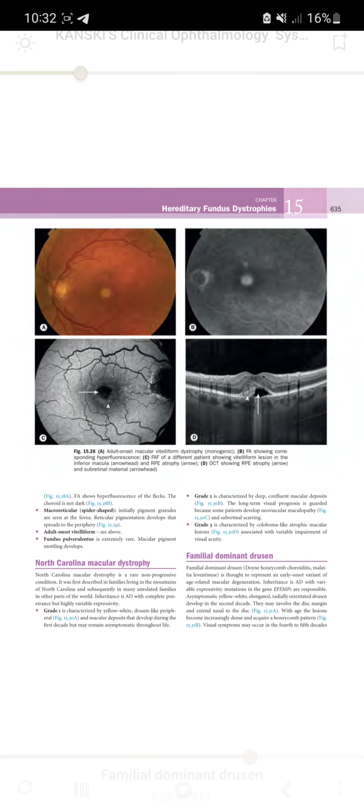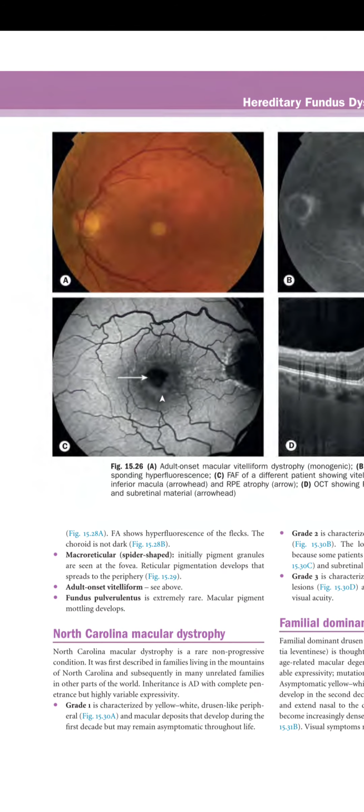Then there is an adult onset vitelliform. Then there is a fundus pulverulentus, which is extremely rare, where macular pigment mottling develops.